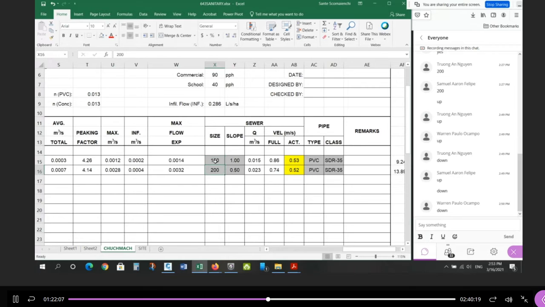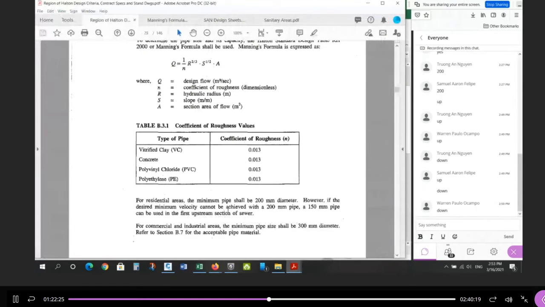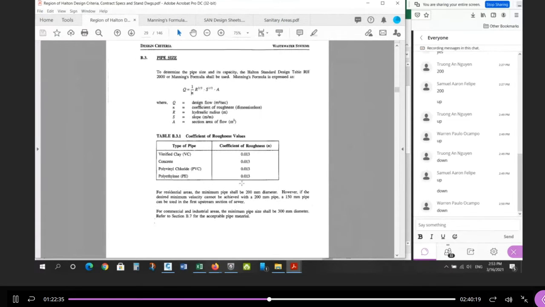So the first pipe, unless it's full, obviously, even though the minimum size is a 200, we're going to allow the top end of the system to be a 150 to try and get a little more actual velocity. And that's why it's right here. It says in the standard, a 150 pipe can be used for the first upstream leg of sewer. And that's an attempt, because the pipe's not full, to get the minimum velocity.